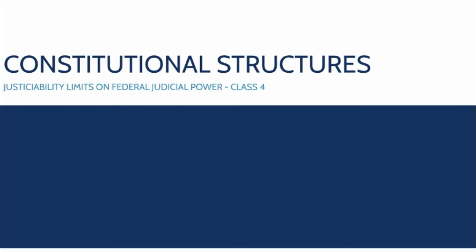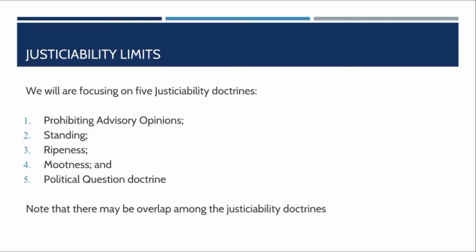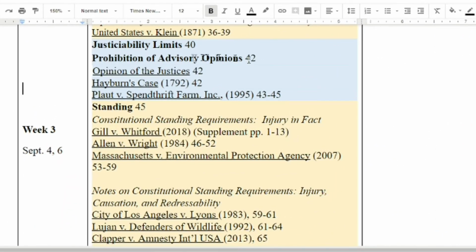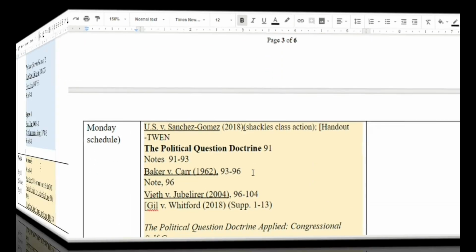Since the professor gives us her PowerPoint presentation after the class, I looked at slides from class 4, which are justiciability limits on federal judicial power. Here it says we are focusing on 5 justiciability doctrines: prohibition of advisory opinion, standing, ripeness, mootness, and political question doctrine. So there are 5 subsections to justiciability limits, as identified by the professor. Looking at the syllabus, it should be 5: prohibition against advisory opinions, standing, ripeness, mootness, and political question, which are all here.